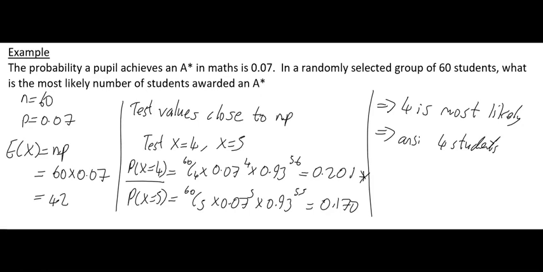Okay, you're now able to do the binomial exercise. It's exercise 5C. And yeah, I think it was questions 1 to 3 and question 8. Any problems, just get in touch.